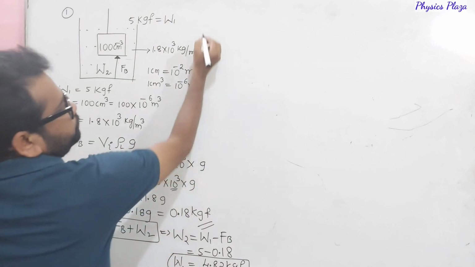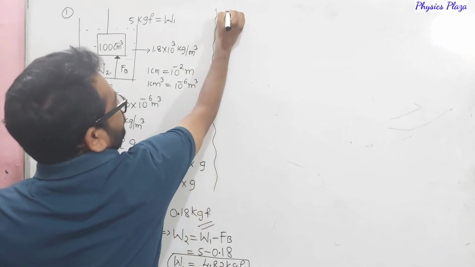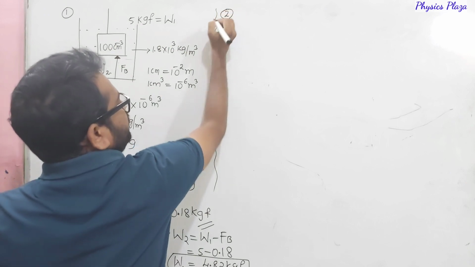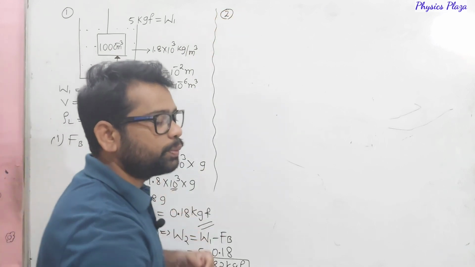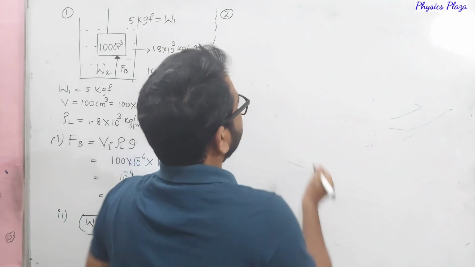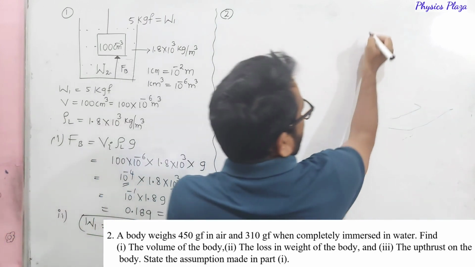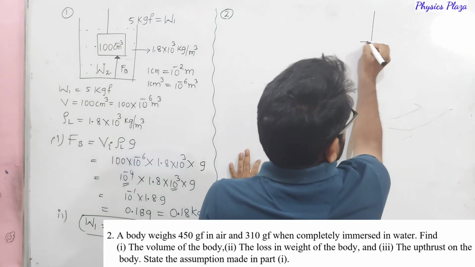Okay, fine. Now let us see the second numerical. Children, in this numerical, look here, it is again almost more or less the same concept only. Here, children, is a solid.